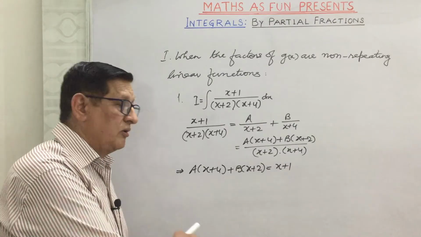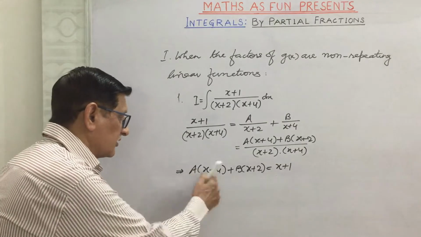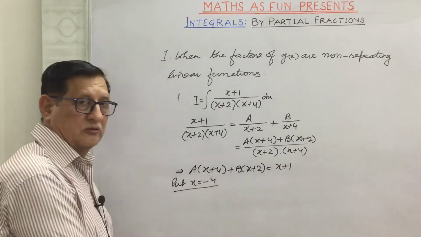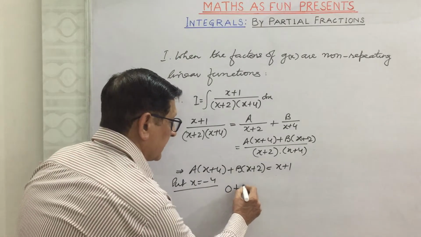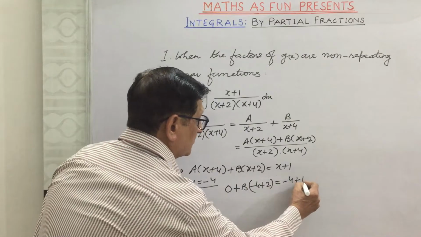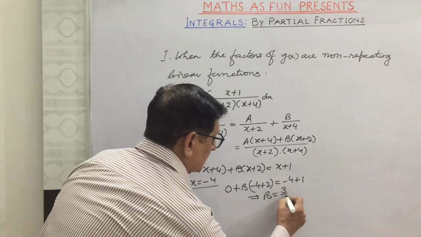We will learn now making one of the parts as 0. If we want to make this part as 0, we will put here x is equal to minus 4. So we get this part as 0, and this will be B into (minus 4 plus 2) equal to minus 4 plus 1. Simplifying this, we get B is equal to 3 by 2.